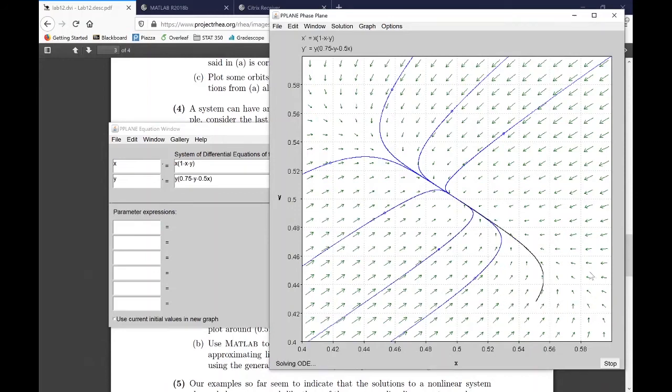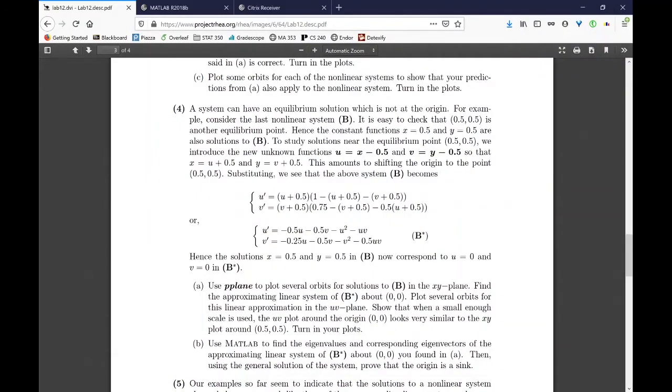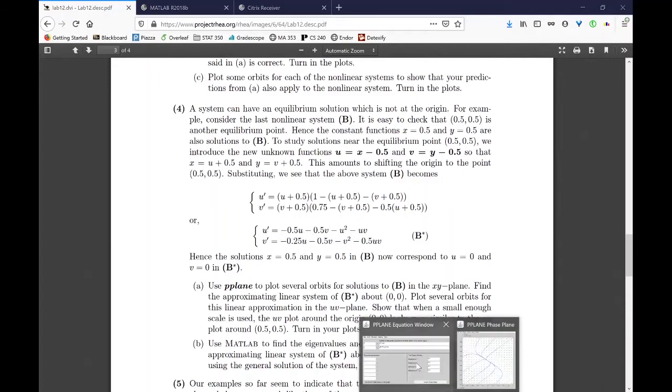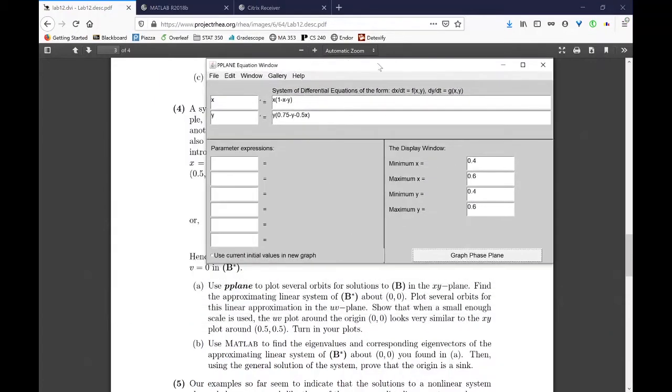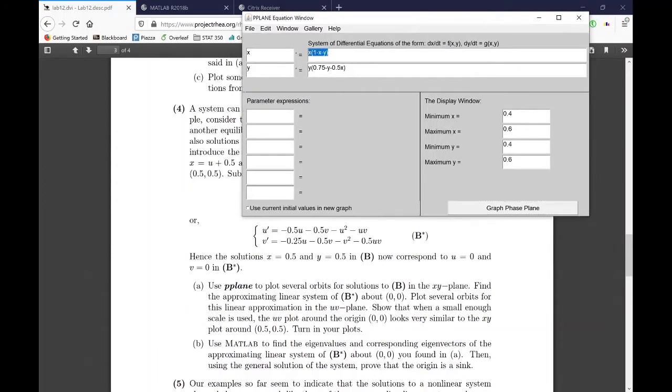Now, for the approximating linear system of B star, remember that we'll just use our little trick here, right? So u prime is equal to negative 0.5u minus 0.5v, and discard the nonlinear terms. And v prime is equal to 0.25u minus 0.5v, discard the nonlinear terms. And so this right here should just be our approximating linear system. So then, plotting our approximating linear system, we're just going to keep using x and y because then I don't need to change the variables.